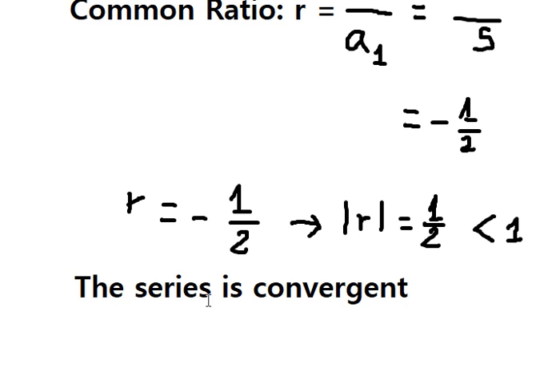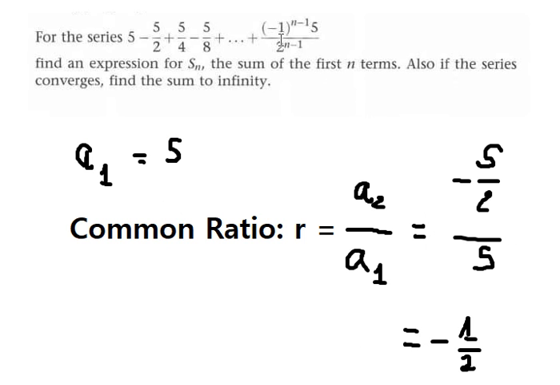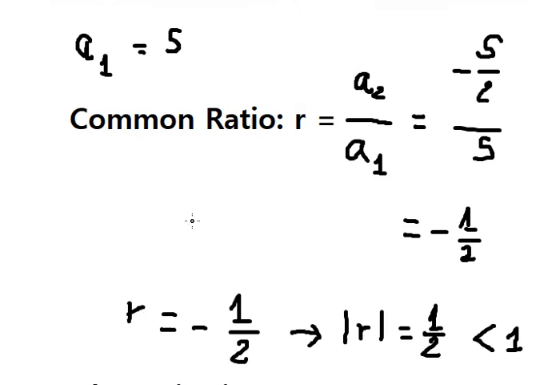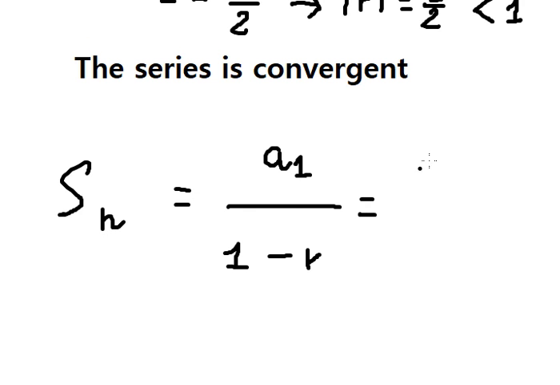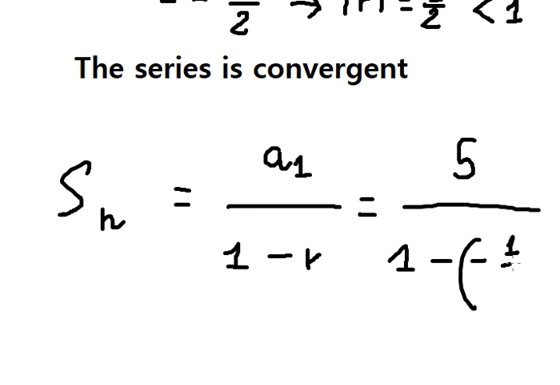So because the series is convergent, we can find the sum in here. And the formula in this situation is a1 over 1 minus R. a1 is number 5, and R is negative 1 over 2. So we calculate this and we have the final answer, and that is 10 over 3.